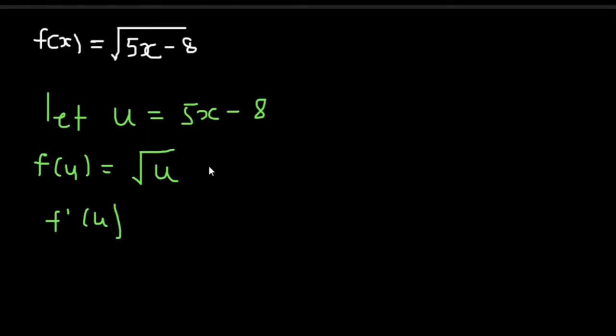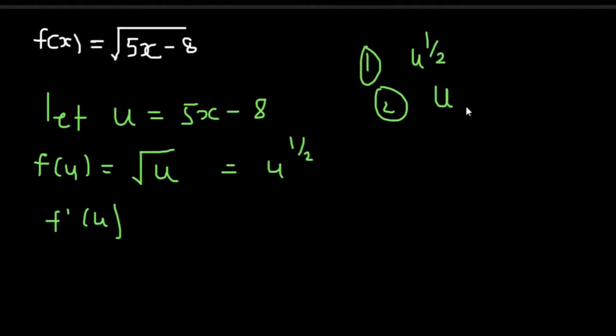With this square root of u that I have here, I can write this as u to the power of half. When I write this as u to the power half, you see that you have two expressions in here. One, you have u to the power half, and secondly, you have just u. So what you are going to do is find the derivative of u to the power half, then multiply by the derivative of u.